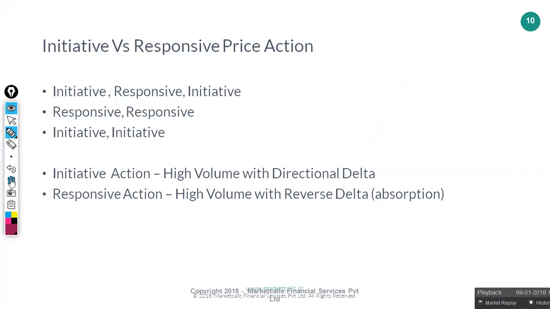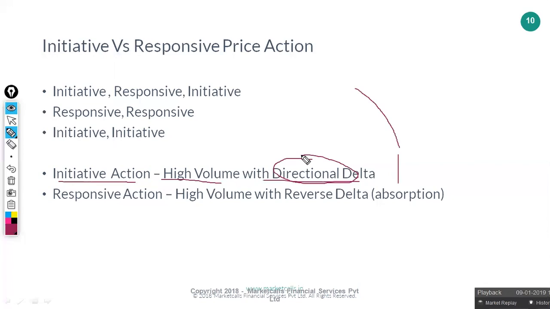Whenever you're seeing initiative action, you can always find high volume with directional delta, right? When initiative sellers are coming in, you'll be seeing very high volume transactions happening over there. The volume will be relatively high and the delta also relatively bigger. That's how initiative reactions will be. So wherever you're seeing high volume and directional delta, meaning the price went up and the delta also went up, it's a bigger delta, bigger volume, bigger price activity. That is an initiative action, right?